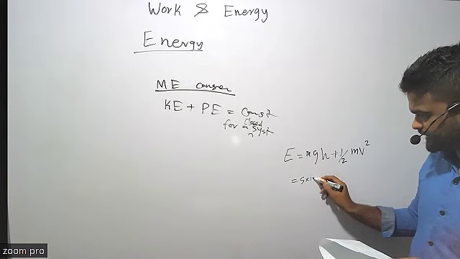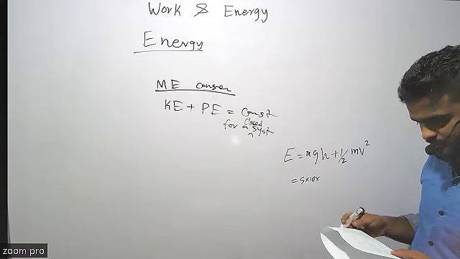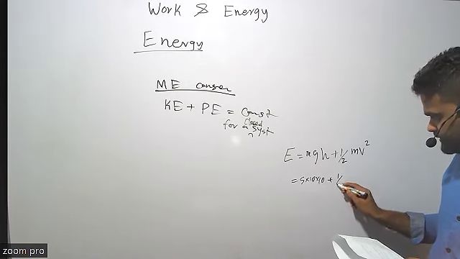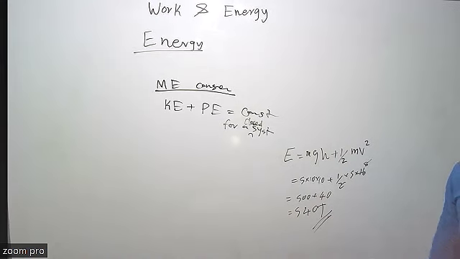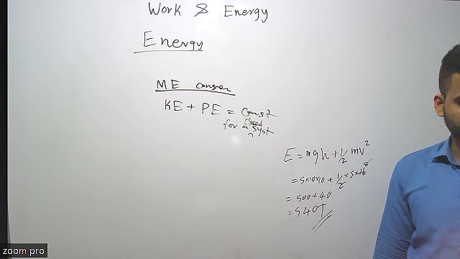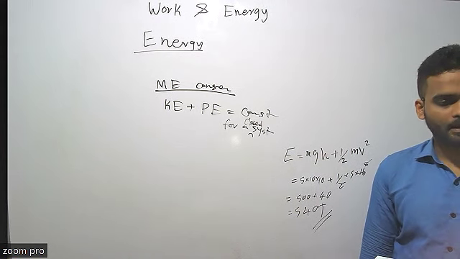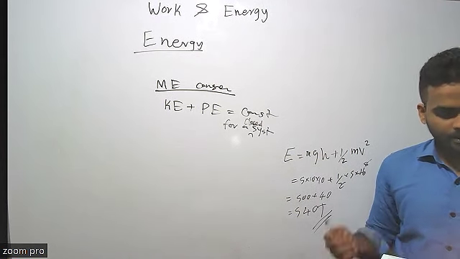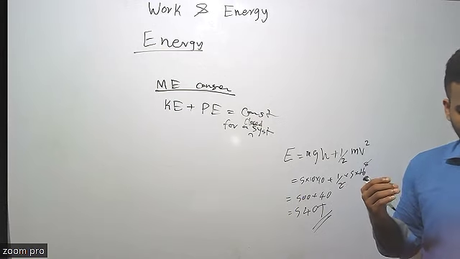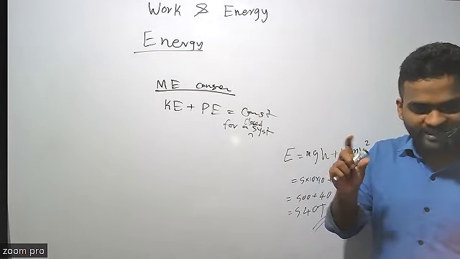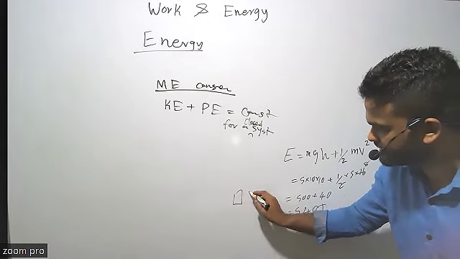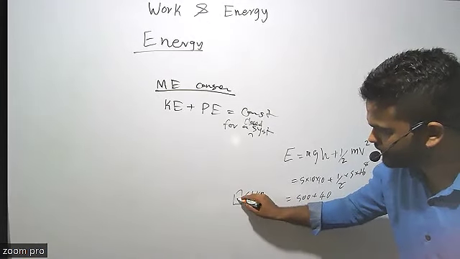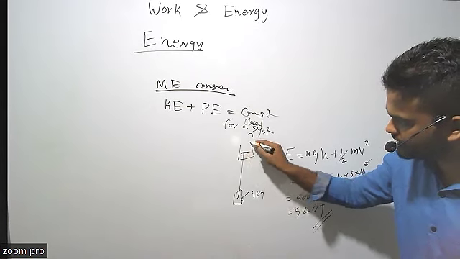M is 5, h is 10. Got the answer? If you have any issue, please tell me. 540 joules. Okay, so in the question, they say a pump lifts 5 kg of water. Let's say this is 5 kg. 5 kg of water is lifted to a 10 meter height.